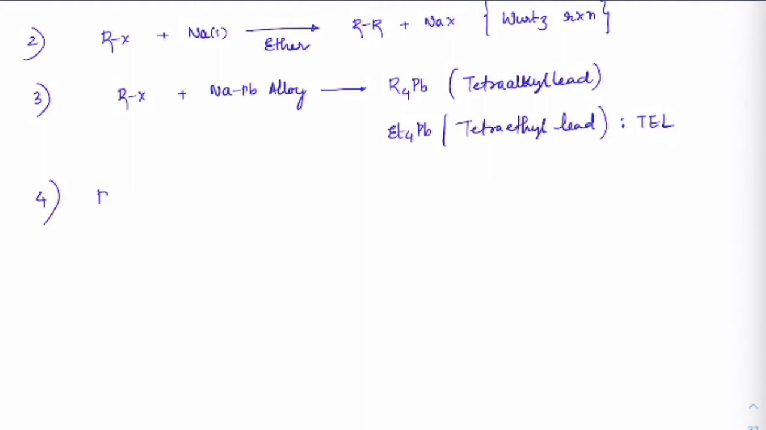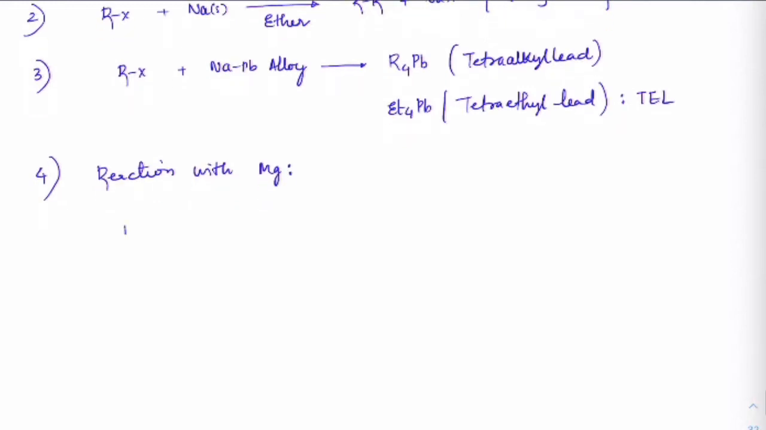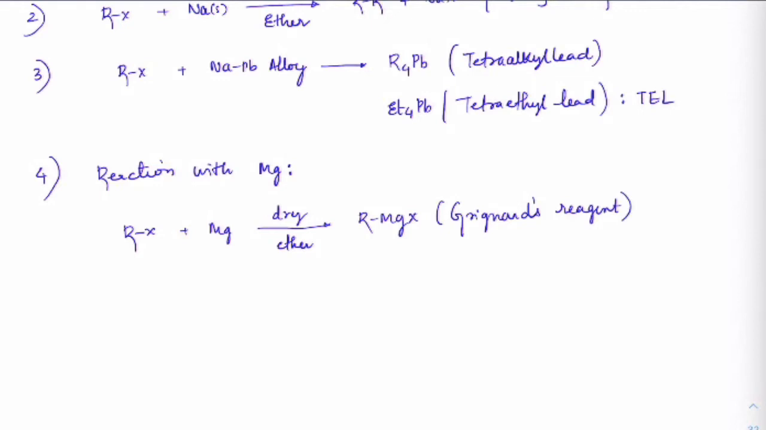Fourth is the reaction with magnesium. This is where we'll discuss more. So when you treat RX with magnesium in dry ether, we would get RMgX. This formation is called Grignard's reagent. This is not valid for fluorine, as the carbon-fluorine bond can't be broken easily to get this reaction.